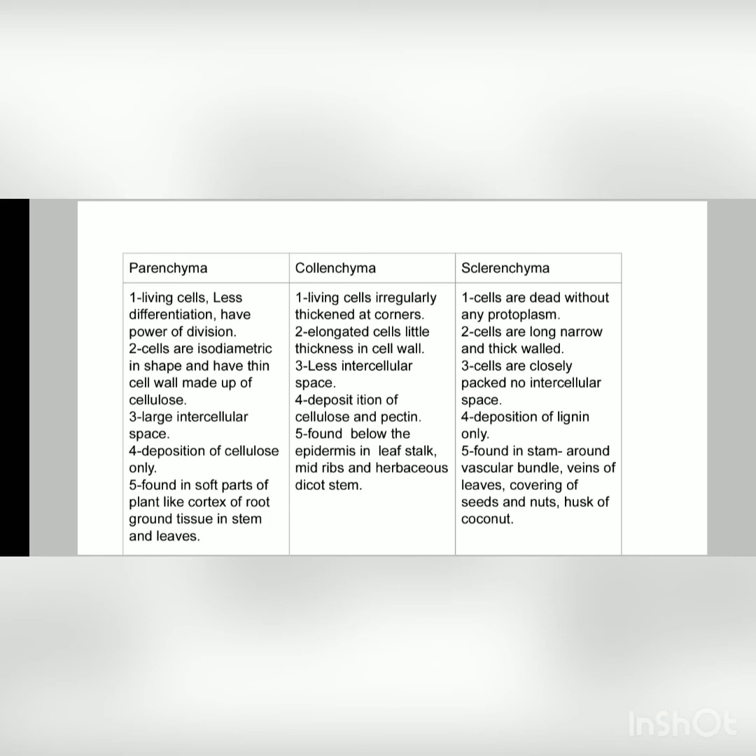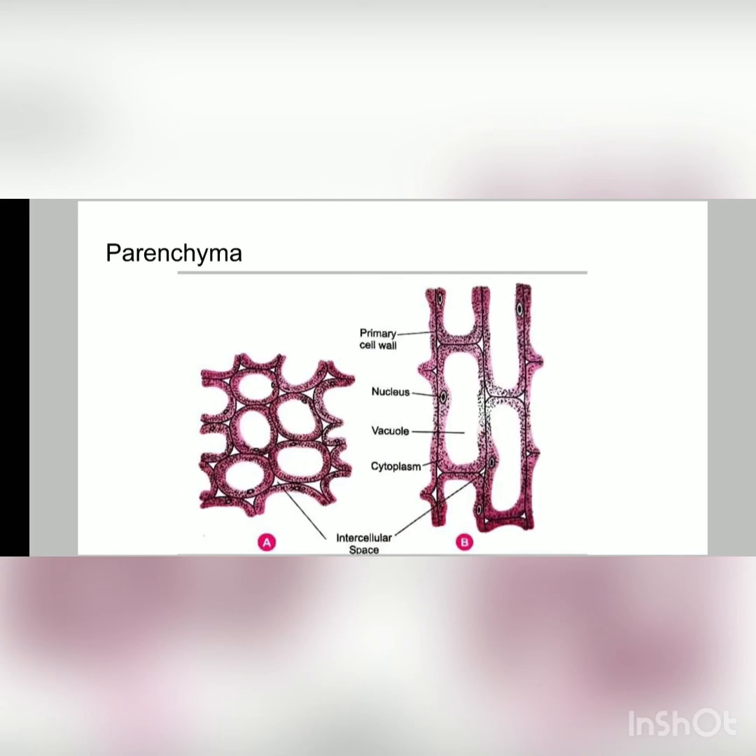Sclerenchyma is found in stem around vascular bundle, veins of the leaves, covering of seeds and nuts, husk of coconut and jute, etc. Let us see the structure of parenchyma. You can see the cells of parenchyma. These are simple cells having large vacuole. Intercellular space also appears over here, and there are two diagrams which show different sections.